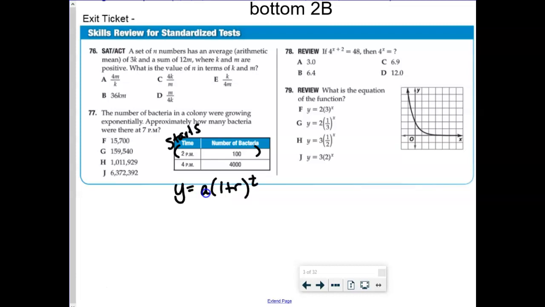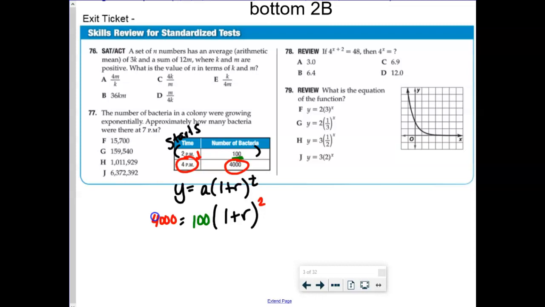And if I start plugging in stuff I know, like for instance, the initial value. So if I'm going to start time right here, that means my initial value of bacteria is 100. And I don't know the rate, so I'm going to leave that as a variable for now. But the only other piece of data I have is that at 4 p.m. you have 4,000 bacteria. So how much time has gone by from the start of my problem to now? 2 hours. So I'm going to plug a 2 in for t. And then the other thing that I can plug in, so I don't have too many variables, is that my final amount of bacteria after those 2 hours is 4,000.